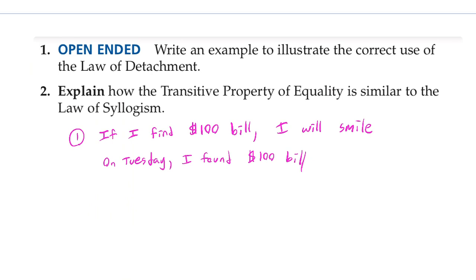Knowing the if-this-then-this, and knowing that A happened on Tuesday, that means I smiled on Tuesday. We're using a factual example. I did find a $100 bill on Tuesday. That's a specific thing that happened, and I have a conditional that says if that ever happens, then I smile. So now we know a new fact: I smiled on Tuesday. Hey, today's Tuesday, and I am smiling. Look at that. I did not find a $100 bill, though.